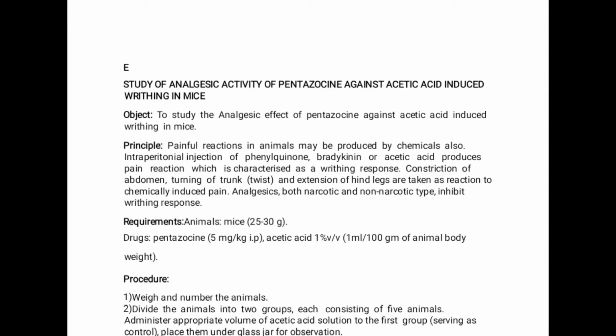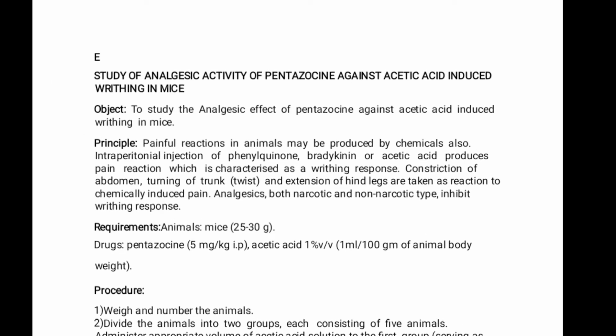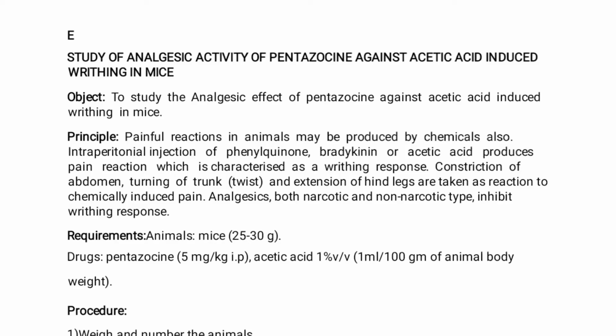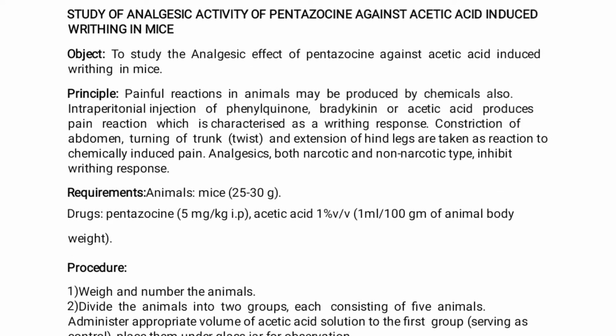So first we are going to see the acetic acid induced writhing method in mice. This method comes under chemically induced pain. The principle behind this method is that a painful reaction in animals may be produced by chemicals, injected by the intraperitoneal route: phenylquinone, bradykinin and acetic acid. It will produce a constriction of the abdomen, turning of the trunk and extension of the hind legs, and these reactions are commonly called the writhing response.